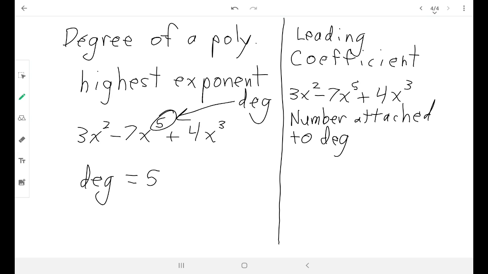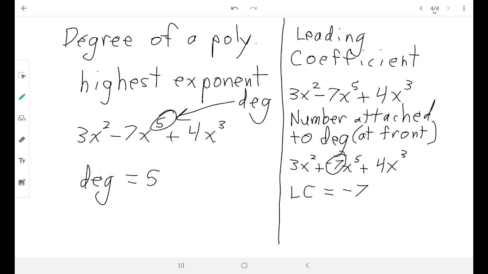So let's rewrite this a little more carefully. I'm going to take this minus and write it as a plus negative. In my opinion, it is always a good idea to do that. And what we're going to see is, okay, so there's the degree. The number attached at the front is -7. So the leading coefficient is -7. Okay, so I hope that helps with that one.